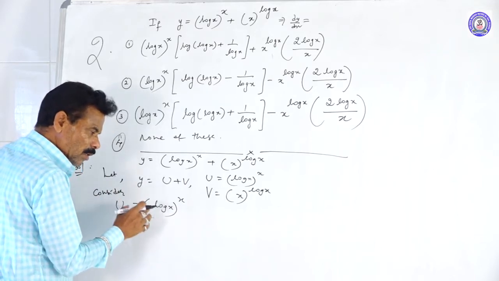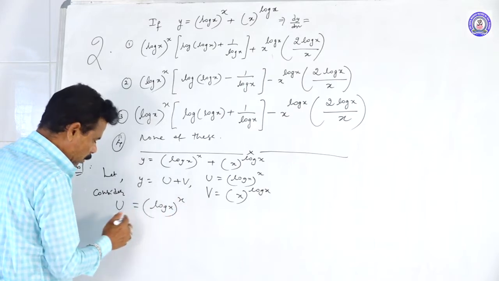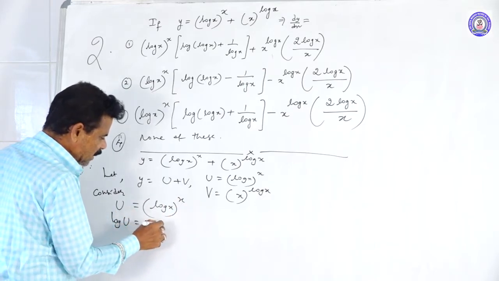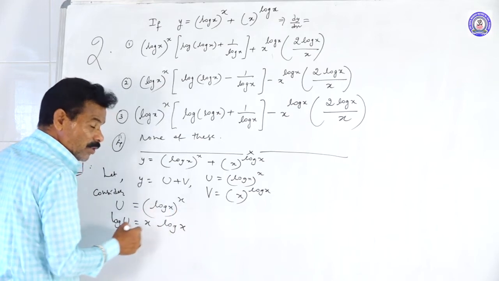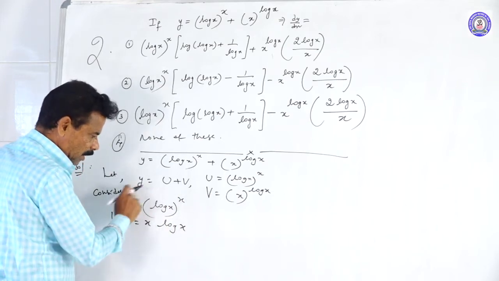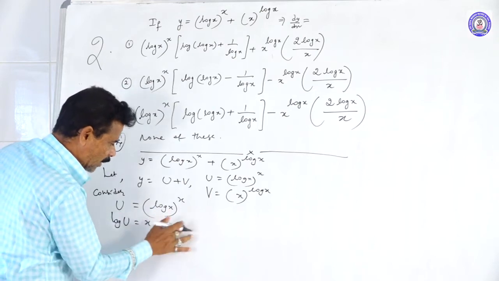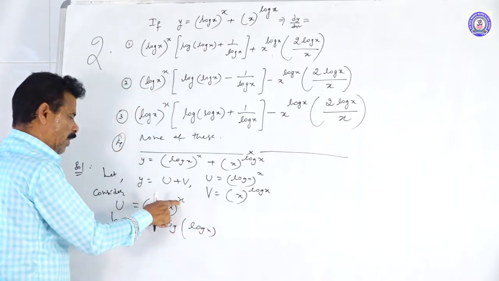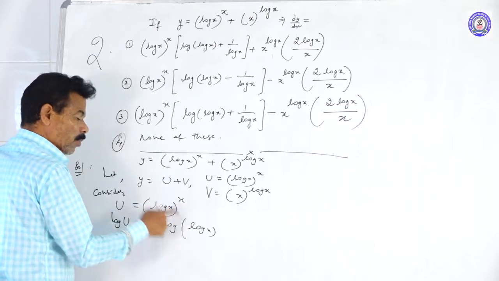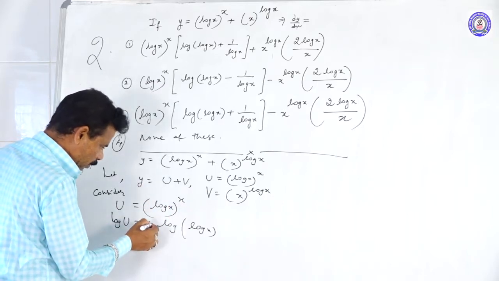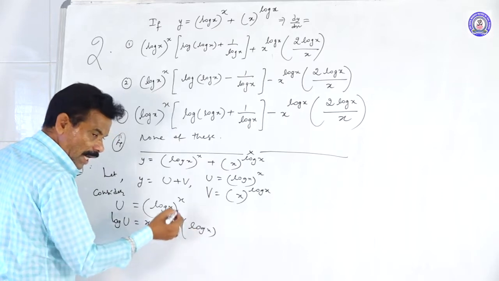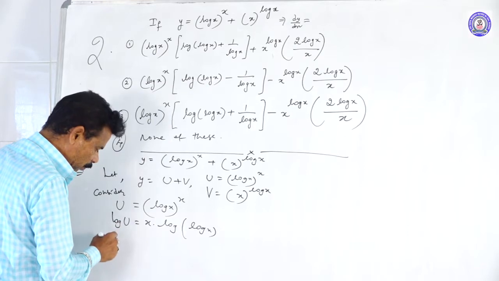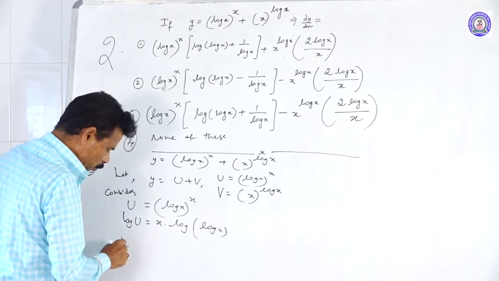Why do we apply the logarithm? It is a function to the power of a function. So log u is equal to x log x. After simplification, I wrote here x log of log x, since log m power n is n log m. Now this is the u, this is the v. Again the uv method. So differentiation with respect to x: log u gives 1 by u.